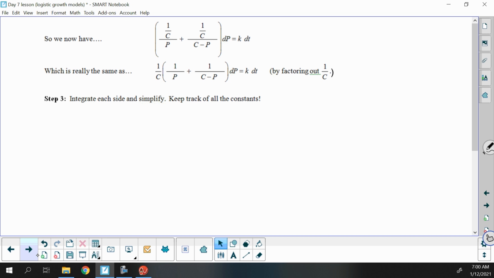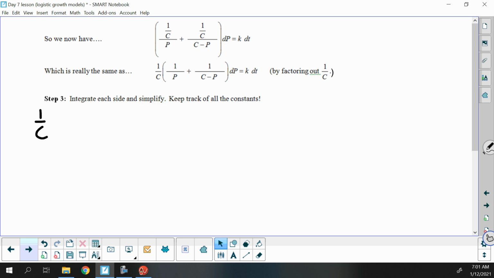So basically, this is what we have now. Our A and B were identical. They were both 1 over C. We've split those up, and we still have the equals K dt on the other side. So we can really pull out the 1 over C. And now in step 3, we're just going to integrate each side.